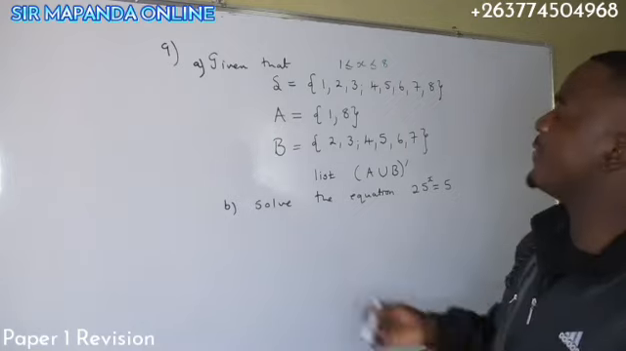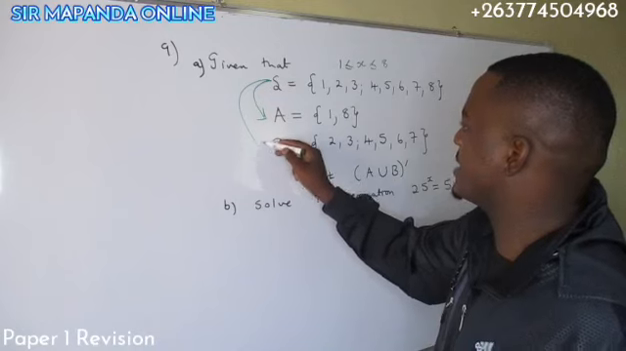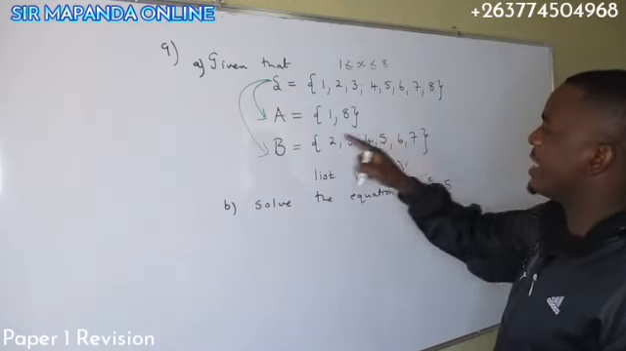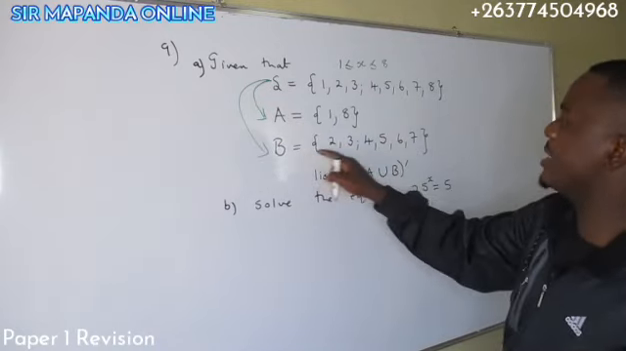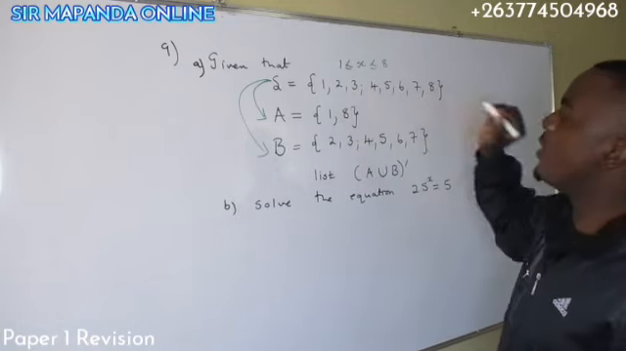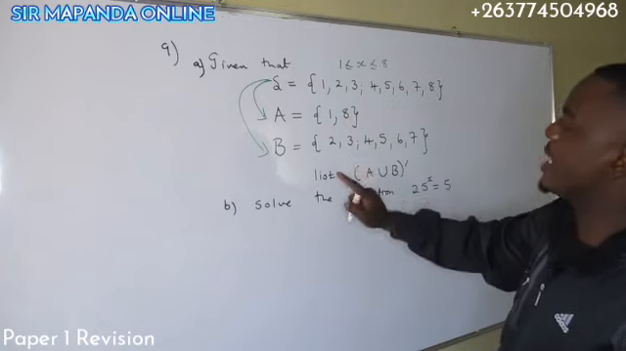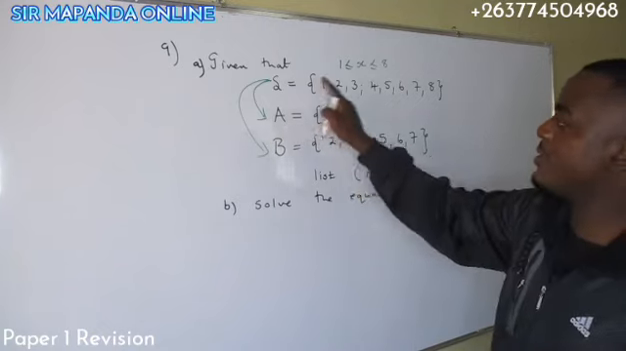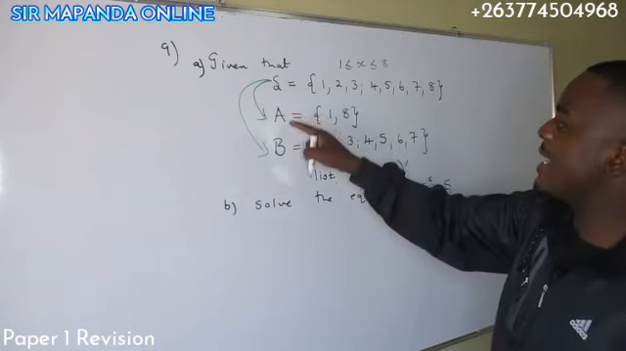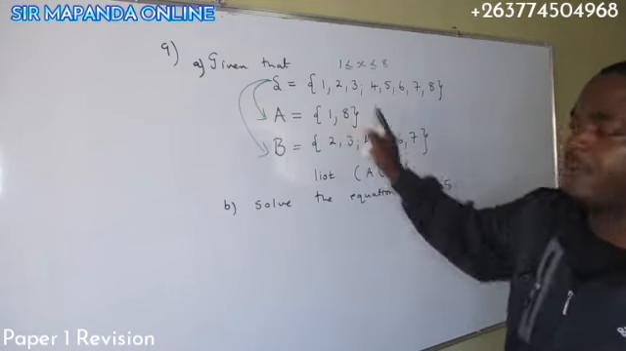Right. So the universal set is the supplier of other sets, right? So whatever you find in A, whatever you find in B, it must be part of the universal set. So there is no way you can have a number in A or a number in B which is not part of the universal set, since A and B, they all collect information from the main set, which is the universal.